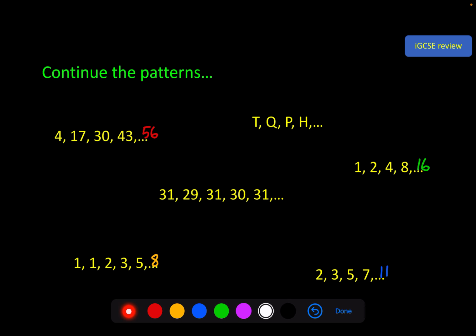In the middle here, I'm going to put the number 31. The reason for that, every other number is 31 here, and then every other number starting with the second one, 29, 30, 31. However, you could alternatively have written a 30 here and claimed this to be the number of days in each month of a leap year. January, February, March, April, May, and therefore June with 30 days. Arguments for both. The final one at the top here, TQ, PH, first letters, triangle, quadrilateral, pentagon, hexagon, and heptagon.